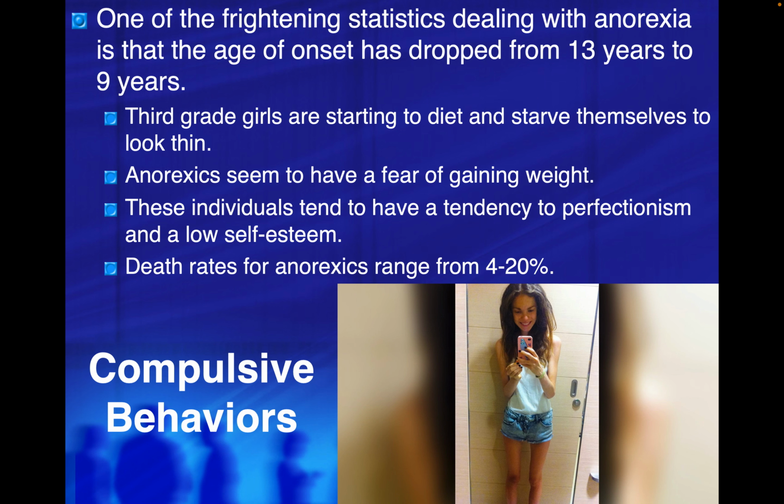One of the frightening statistics dealing with anorexia is that the age of onset has dropped from 13 years to 9 years. Third-grade girls are starting to diet and starve themselves to look thin. Anorexics seem to have a fear of gaining weight. These individuals tend to have a tendency to perfectionism and low self-esteem. Death rates for anorexics range from 4 to 20%.